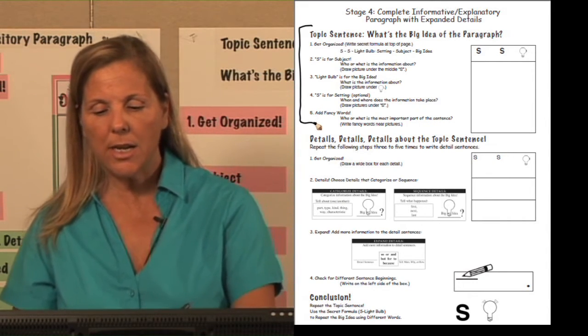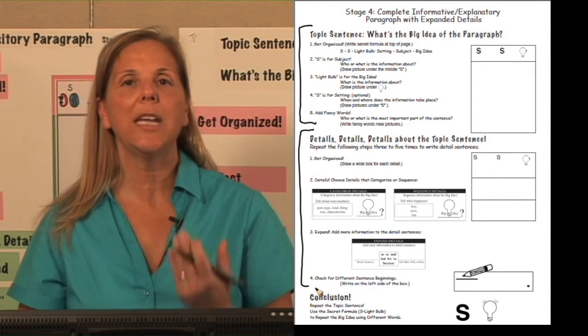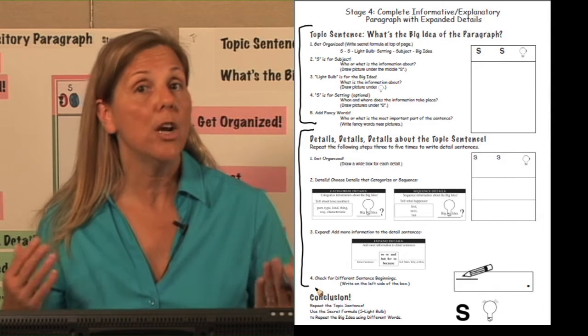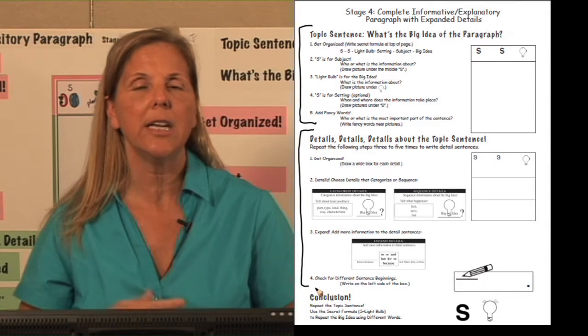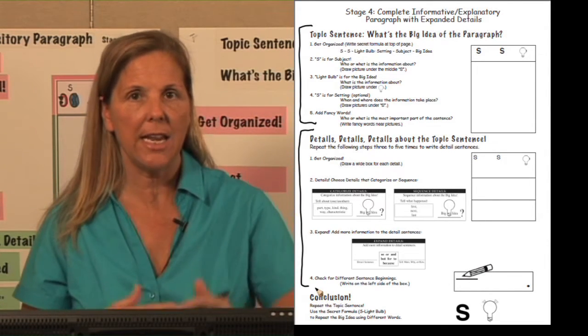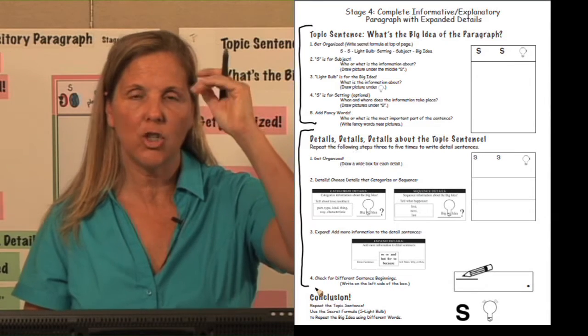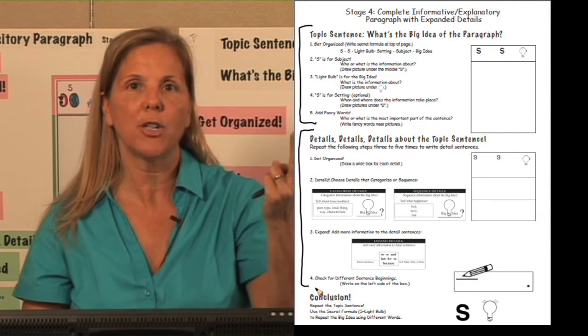Now the details, that's the body of the paragraph. How many details do you need? We don't know. You never tell the kids, oh, you need 3 details at least. You tell them, we need to write as many details needed to tell about that big idea. It should always be about the information, not an arbitrary number.